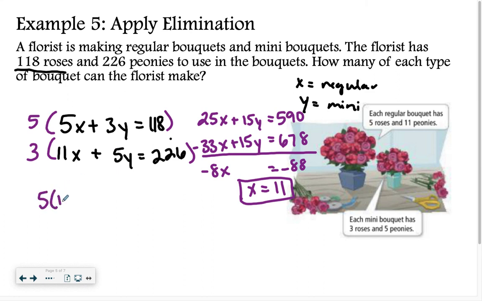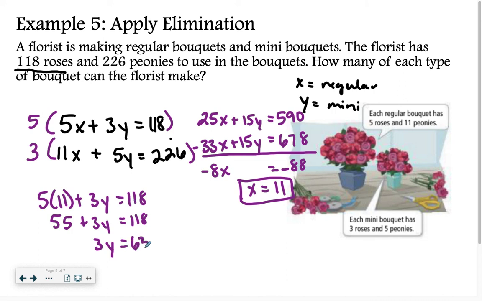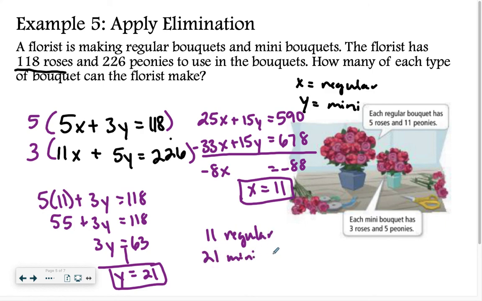So I'm going to say 5 times 11 plus 3y equals 118. And that would be 55 plus 3y equals 118. 3y equals 118 minus 55 is 63. And then I just have to divide both sides by 3. So then I have y equals 21. Okay, so that means I could make 11 regular bouquets and I could make 21 mini bouquets. And that is my final answer.